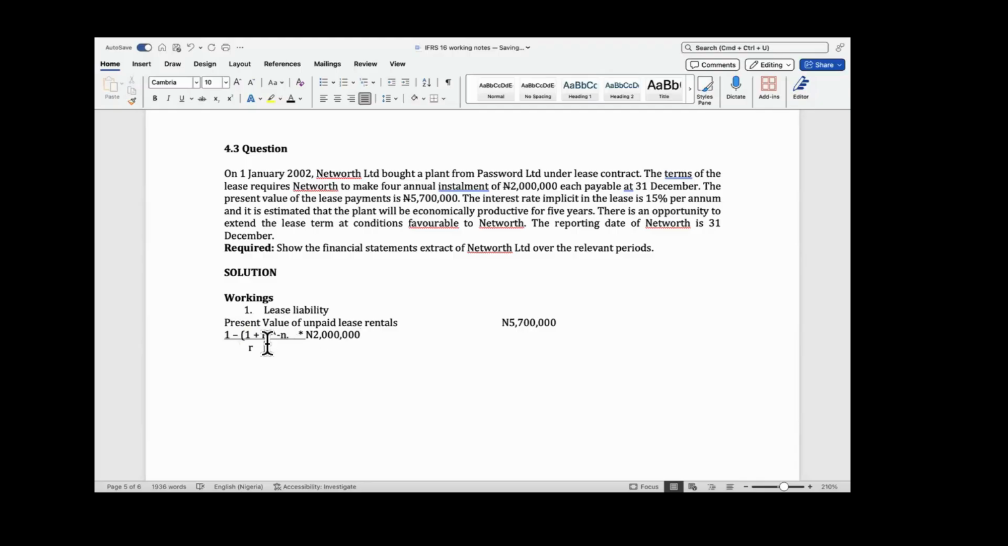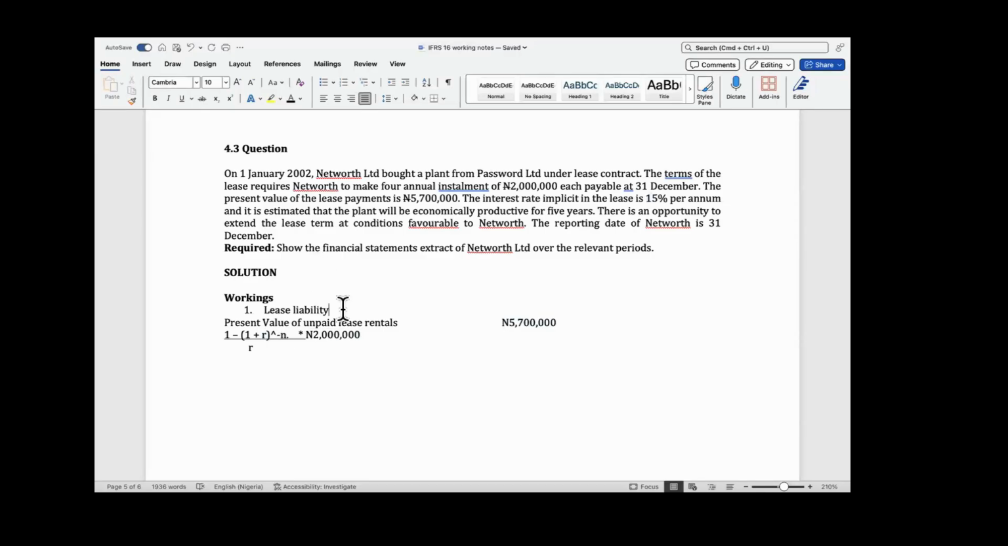So in this case, the R will be the discount rate of 15%. The N will be the 4 annual installments, not these 5 years, because we are paying this 2 million for 4 years. So this N is going to be 4 years. That should give us something close to this. But since they have given us this, then fine. We don't have to bother ourselves with that.